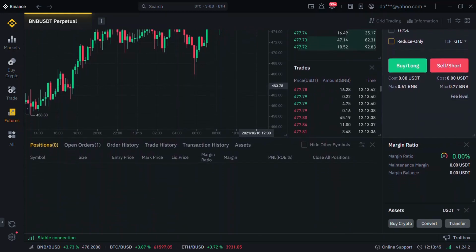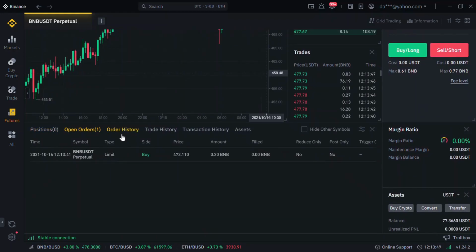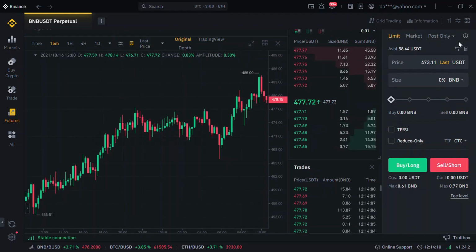Then I'll check it out on my order book here and order history here. We have positions, open orders, order history, trade history, transaction history, and assets. So you can see I have my limits here. My buy position will get triggered at 473.11. Once price gets to 473.11, my BNB order will get filled. So that's what a limit order is.